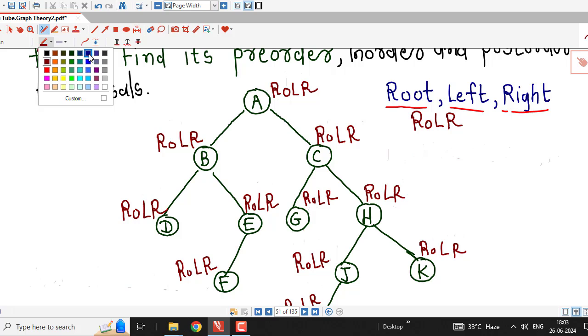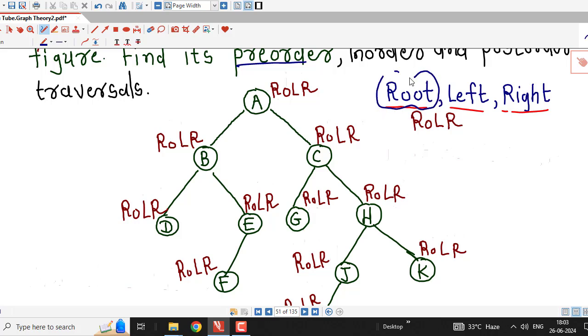Now in this pre-order tree traversal, we start with the root. First we process the root, and we write down the pre-order traversal by considering all these steps. So first I am processing the root. Here the root is A, so my first node in pre-order traversal is capital A. After processing root A, I go towards the left subtree of A, so I will traverse the left subtree of A.